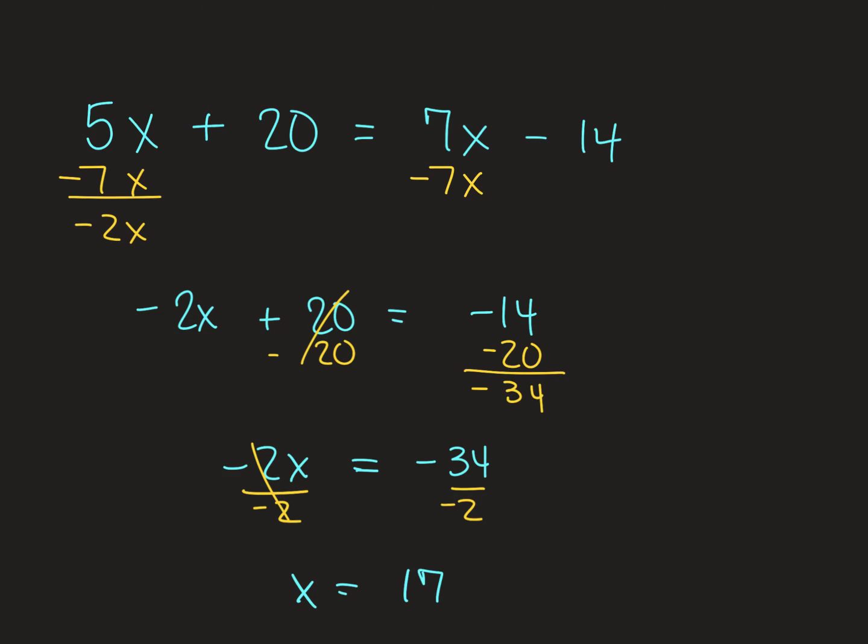I ended up getting positive 17. So let's talk through what I did. I subtracted 7x. That gave me a negative 2x. In blue is when I rewrote everything. So I had negative 2x plus 20 equals negative 14. Then I subtracted 20 from both sides. This is a really odd question, so I got negative 34. Stuff in blue is me rewriting it. My last song was to divide by negative 2, and I got positive 17.